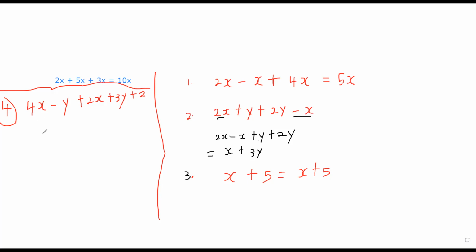So again, we put the like terms together. You put the x's together, look for the x's. All right, we see 2, so we say 4x. And we see a 2x, so we put them together.